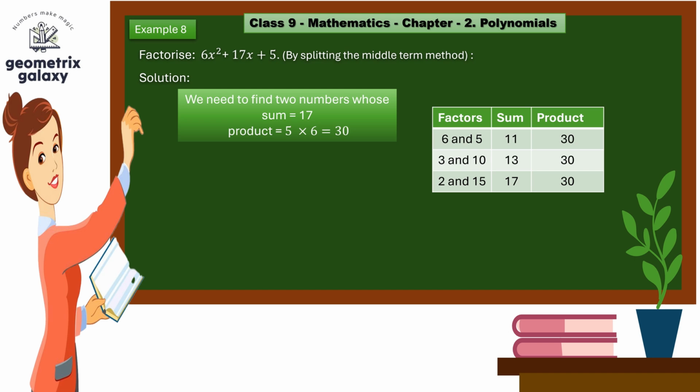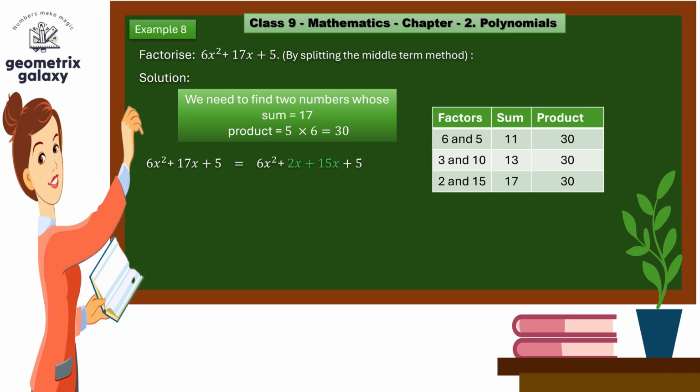So I will check for another pair of numbers, that is 3 and 10. 3 into 10 is equal to 30, but the sum of 3 and 10 is equal to 13. So these factors will not work. We will check for another pair of numbers, 2 and 15. 2 into 15 is 30. 2 plus 15 is 17. So these are the suitable factors for splitting the middle term.